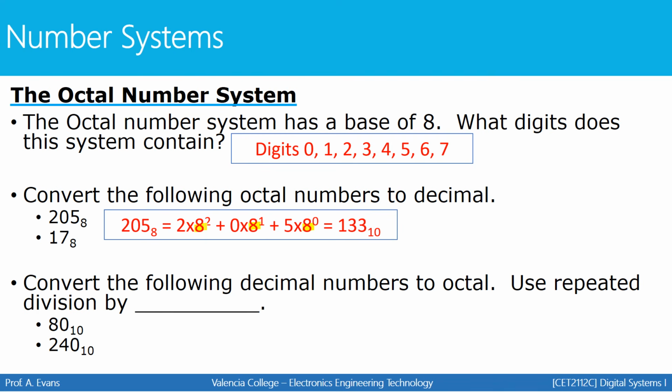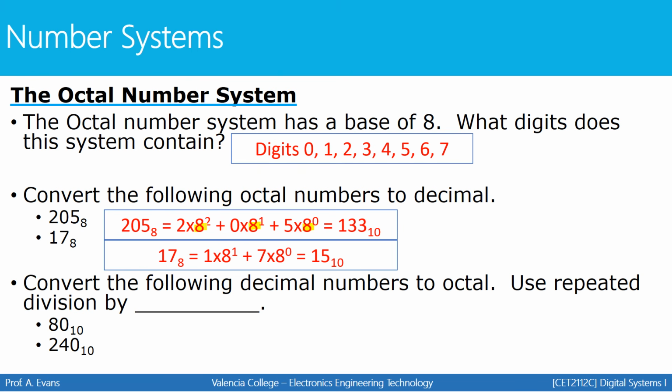And then I have just basically 8 to the 0, 8 to the first, 8 to the second, etc. So that number comes directly from the fact that this is a base 8 system. Add it up and you'll get 133. For the second number, 17 in octal comes out to be 15, base 10.